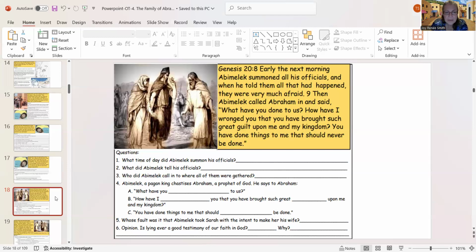Whose fault was it that Abimelech took Sarah with the intent to make her his wife? Abraham, really. Sarah went along with it, but Abraham, really. Is lying ever a good testimony of our faith in God? No, it isn't. We should never lie. Yeah, we call them white lies sometimes, but we should never lie.